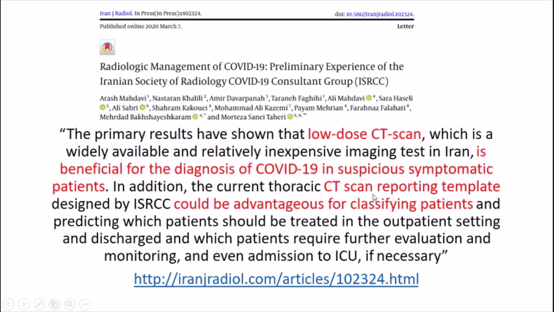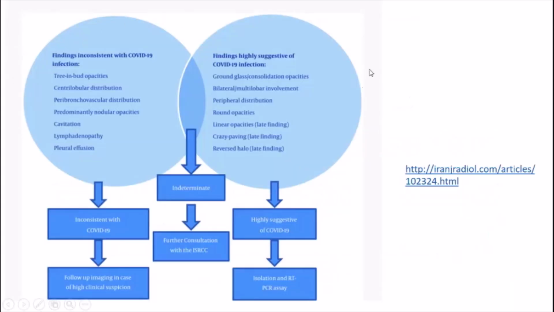Also, they prepared a reporting template, which I will show later on, that could be advantageous for classifying patients and predicting which patients should be treated in the outpatient setting and discharged, and which patients require further evaluation and monitoring, and even admission to ICU if necessary. So this is the summary statement of what they are saying, and I think we can use CT in a similar manner to classify the patients who can be treated in the outpatient setting and who have to be isolated. So this is a summary of their reporting template.